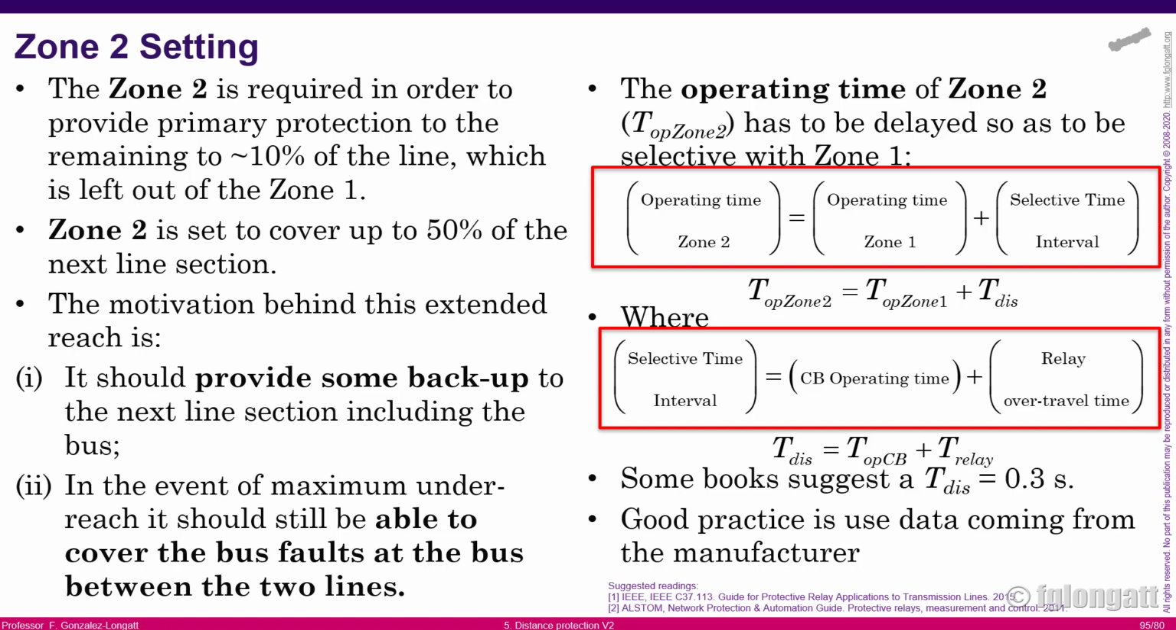However, what is the idea of zone 2? Well, the idea of zone 2 is basically to be able to cover both lines and at the same time provide backup from the next line. That is basically zone 2. Zone 2 is taking care of the local transmission line with a time delay, but also providing backup for the next section of the transmission line.